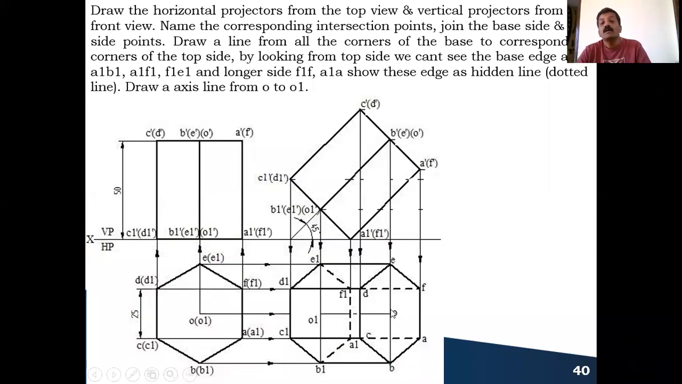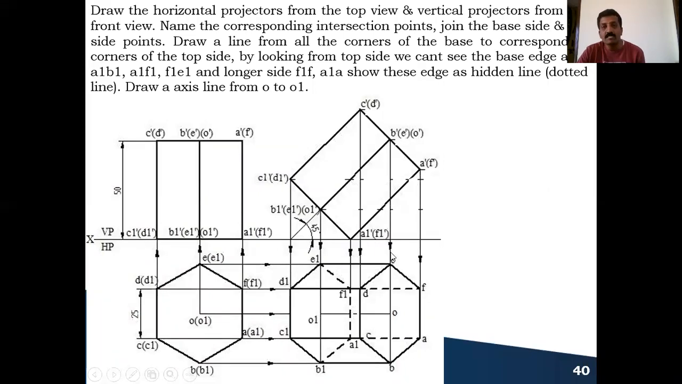Now we have to draw the visible and hidden edges by looking at the front view. So you are looking at the top view. You are looking from the top side of it. The complete face you can see, which is this face, top face ABCDEF. ABCDEF should be visible edge.